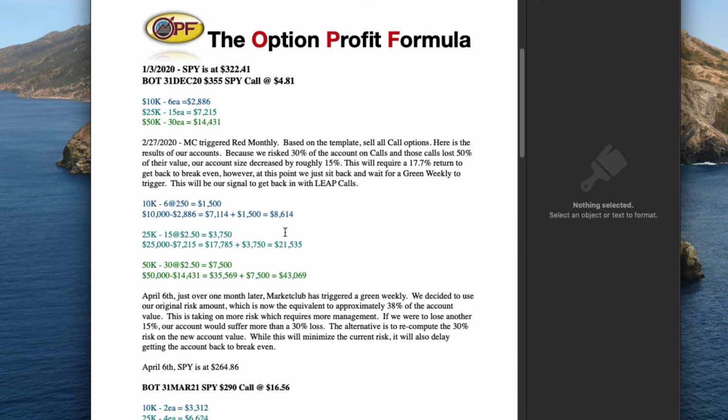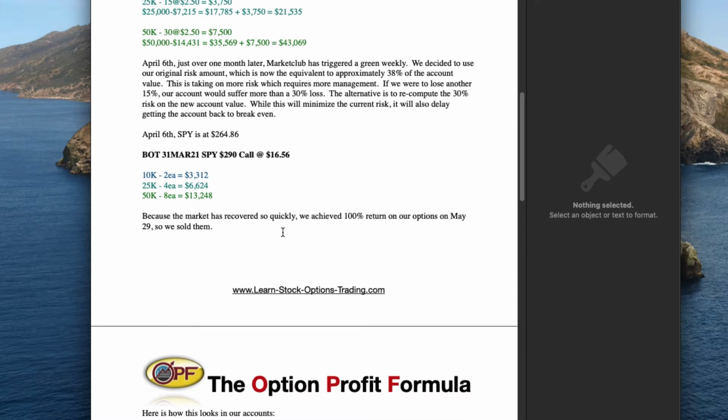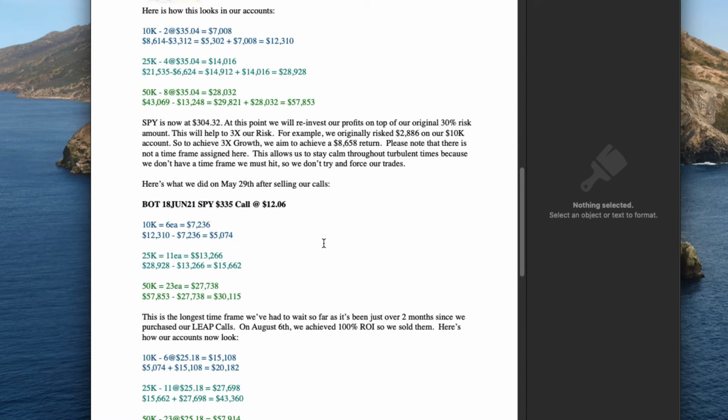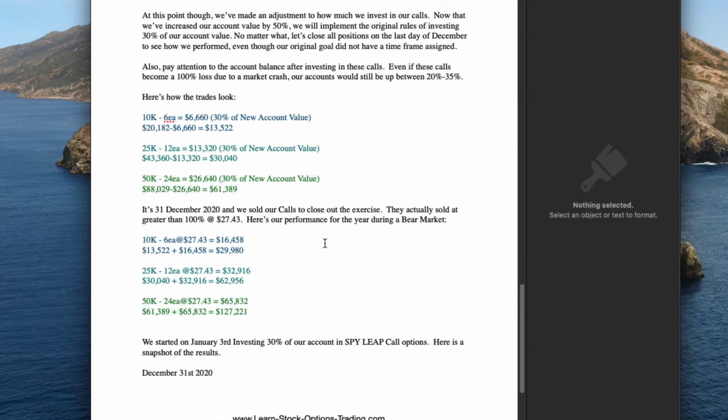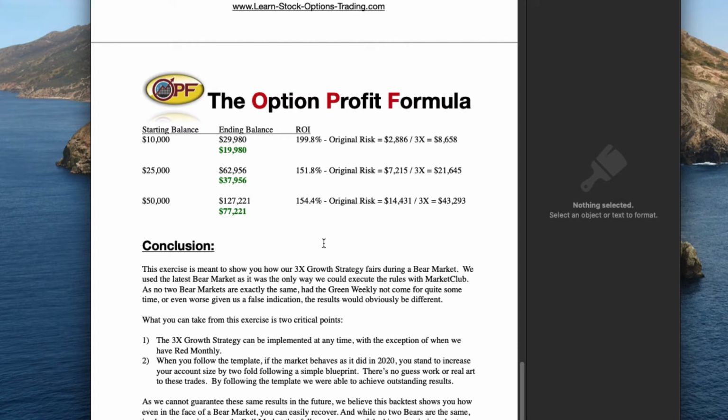Okay, so then we fast forward to when we got our next MarketClub signal and we were able to get back in. I'm just going to scroll all the way down to the bottom here and show you the ending result when I got out of the market on the 31st of December in 2020. Here is how our 3x growth strategy played out. We started with 10 grand and we ended with $29,980, and that's a 199.8% return on our investment.